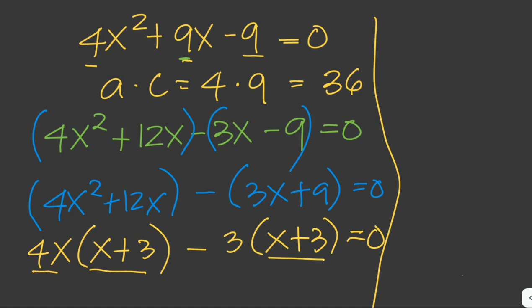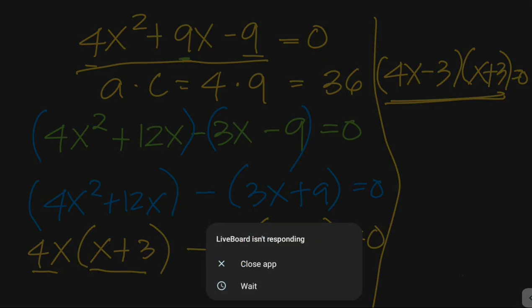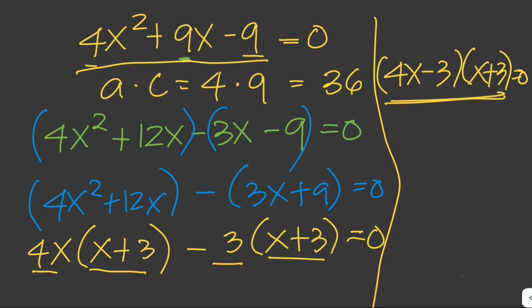And then we group together 4x and negative 3. So this would become 4x minus 3 times x plus 3 equals 0. Therefore, the factors of 4x squared plus 9x minus 9 is just 4x minus 3 times x plus 3. So you can always check this by using the FOIL method, if when you multiply the factors, it would equal the original equation.